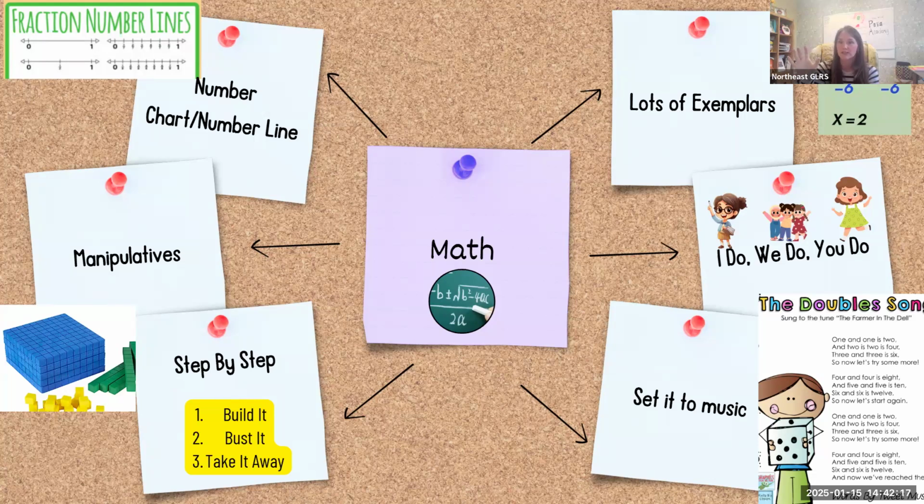So we would build it, and then we would look at the number that we were subtracting, and we would take those base 10 blocks and we would bust them up so that we could then subtract or take away what we were expecting them to take away based on that subtraction problem. Which leads me to set it to music.